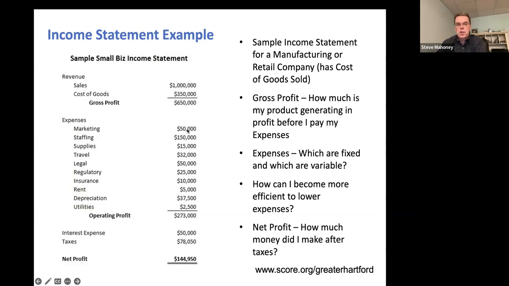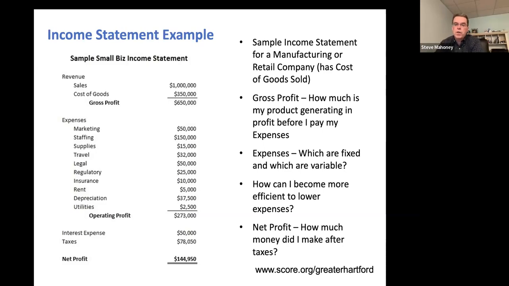Then you've got your operating expenses. And here, as I said earlier, you want to understand which are fixed and which are variable. So here you can see a whole host of items. You've got marketing and staffing and supplies. They've got some travel and legal. Here's where you want to look at your expenses each month and say, all right, which ones are going to go up or down based on my business volume that I need to make sure I plan for? Are there ones that I can help drive to a lower cost to help save more money?